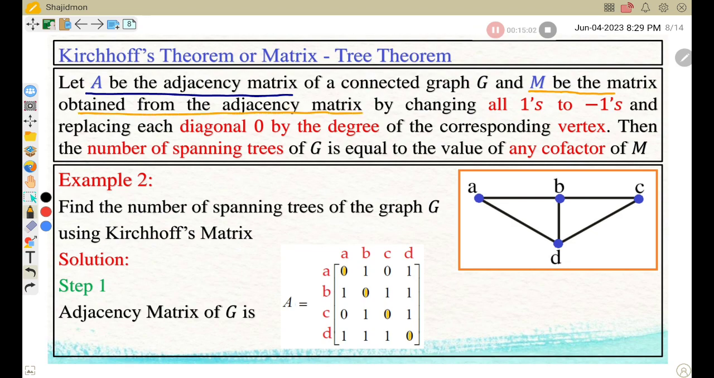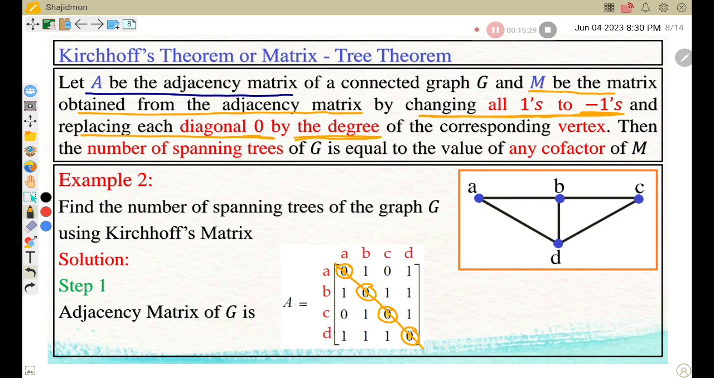How are we forming that M matrix? We are forming it from the adjacency matrix by changing all 1s. Wherever 1 is coming, we need to write minus 1. Change all 1 to minus 1 and replace each of the diagonal zeros by the degree of that vertex. For example, you can see the diagonal numbers. These diagonal numbers we need to replace by the degree of the corresponding vertex.